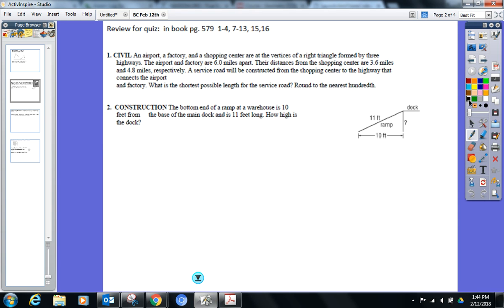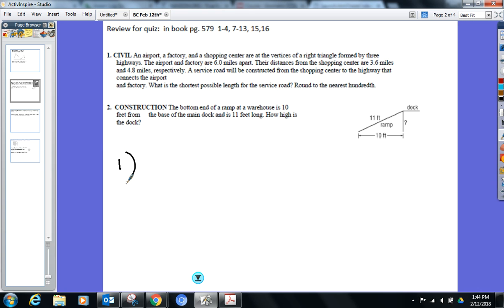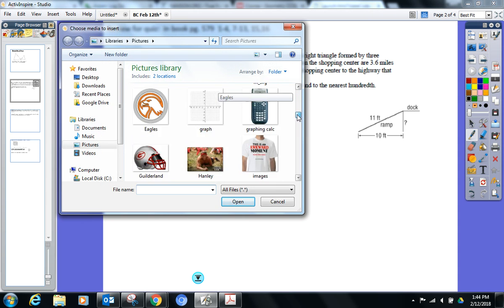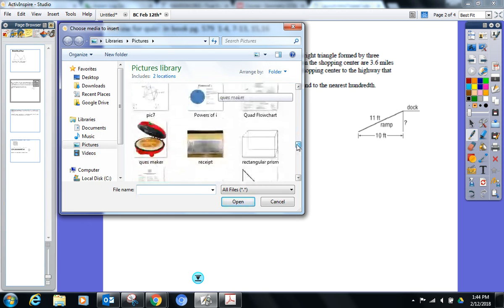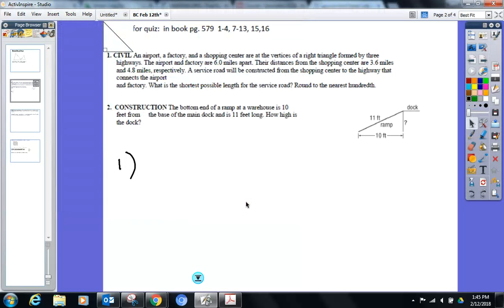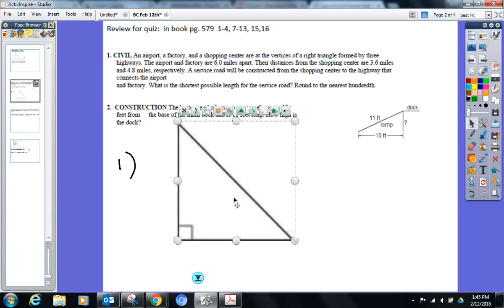For number one, we have an airport, factory, and shopping center as the vertices of a right triangle. All right, I'm working with the right triangle. Perfect. So let's get a right triangle out here. Somewhere here, right triangle. There it is. Let's open up the right triangle. Okay, I don't know which vertex is which yet.